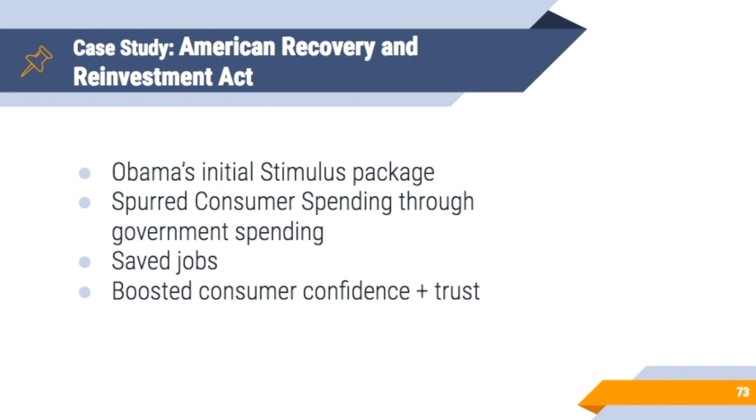Basically, the ARRA was divided into three spending categories. It cut taxes by $288 billion, spent $224 billion in extended unemployment benefits, education, and healthcare, and created jobs by allocating $275 billion in federal contracts, grants, and loans.